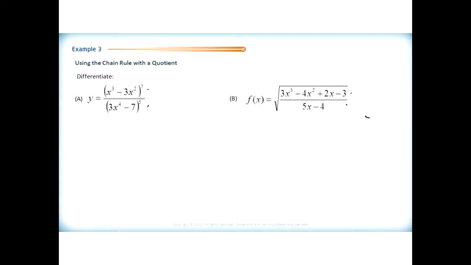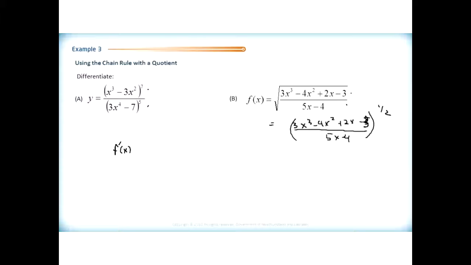So part B. Alright, so for part B here, what we have to do is find the derivative, and this time I have the quotient rule nested inside the chain rule. So the first thing I want to do before I go and find f prime of x is rewrite this as a power function. So I'm going to say 3x cubed minus 4x squared plus 2x minus 3 all over 5x minus 4, and I want to see that as a power of 1/2 instead of as a square root.